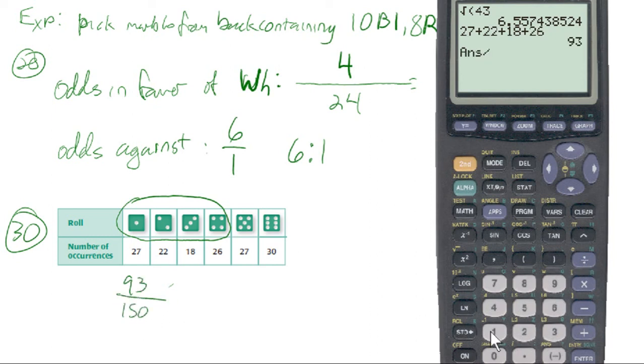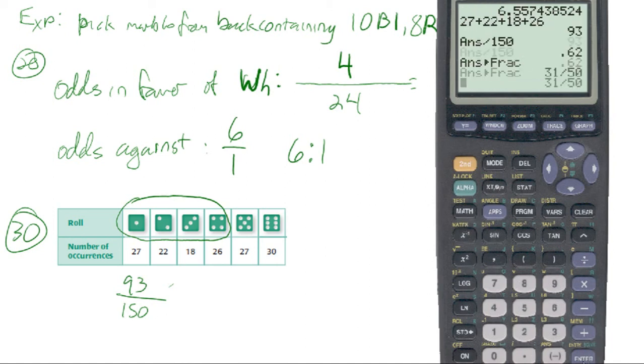I just divide that by 150. I don't think we're going to get anything nice here. Let's turn that into a fraction. 31 out of 50, or 0.62. Let's just go with 0.62. Actually, it's equal to 0.62. All right, so that's our experimental probability.